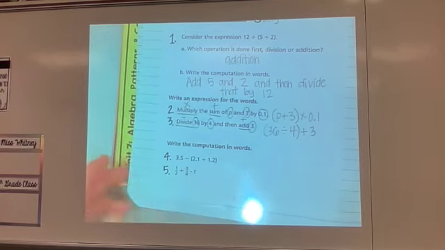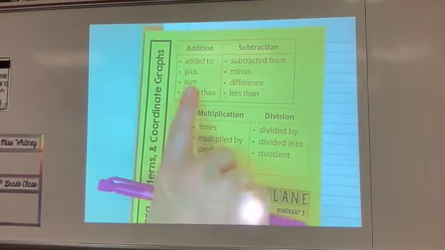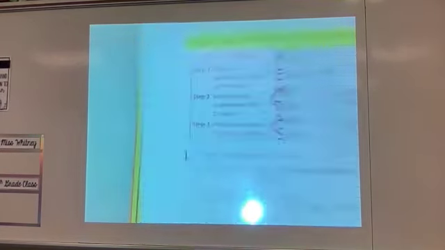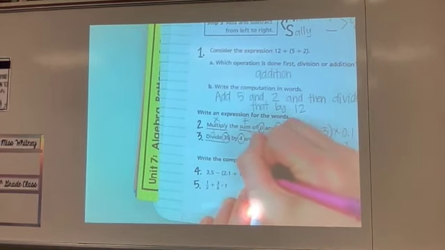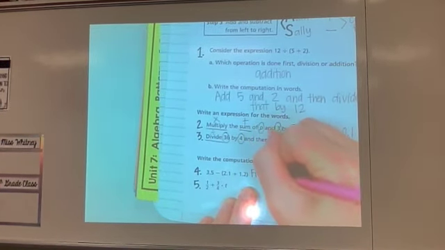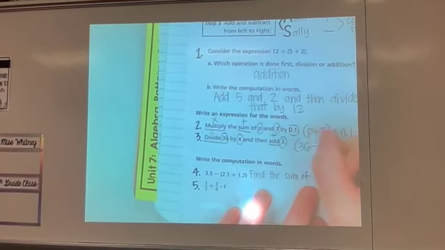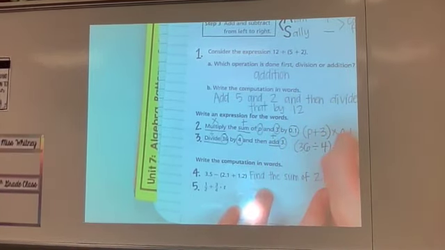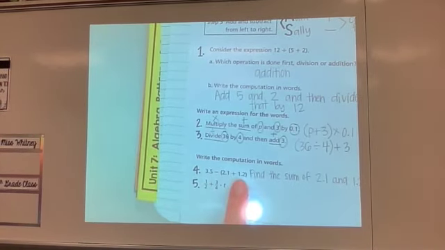Well, I see I'm doing addition. I'm going to look for a keyword back here. I kind of like sum. I think I'm going to use the word sum this time. So I'm going to say, find the sum of 2.1 and 1.2. That's their first step. They're going to find the sum of 2.1 and 1.2.